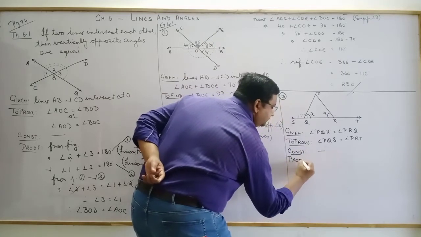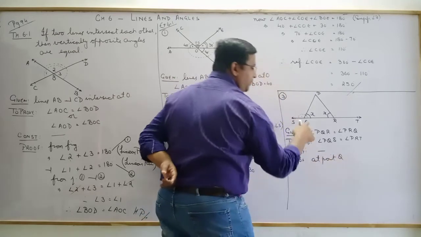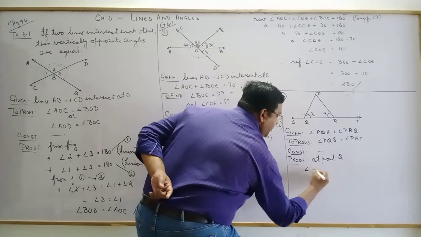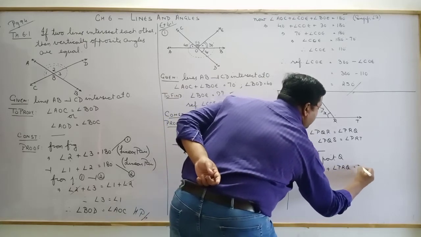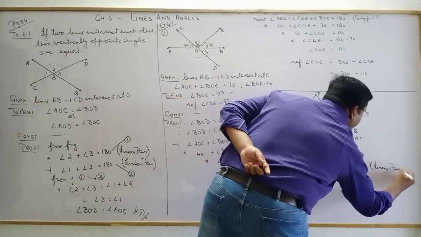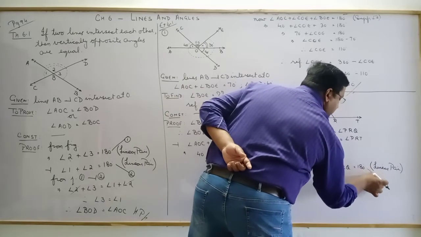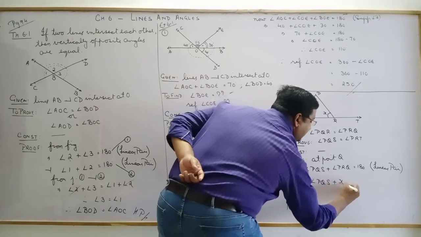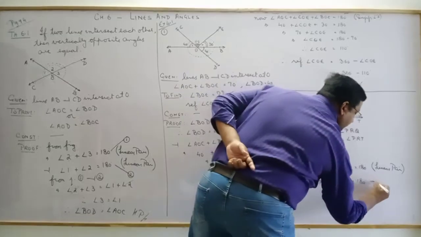Proof. At point Q, can you see that angle PQS plus angle PRQ equals 180. Reason: linear pair. I will name it equation number 1. So therefore, angle PQS plus X is equal to 180. We had assumed PQR as X. Equation number first.